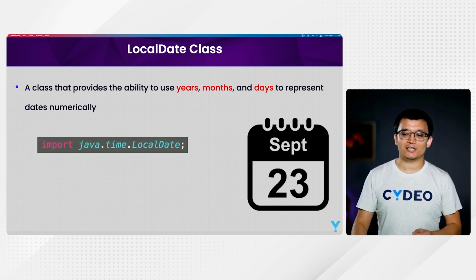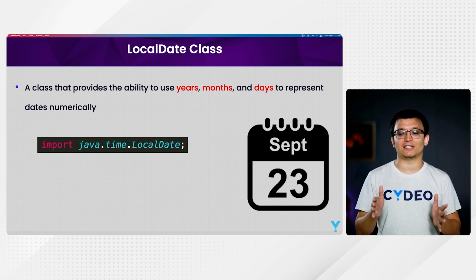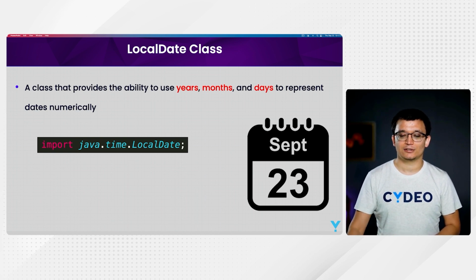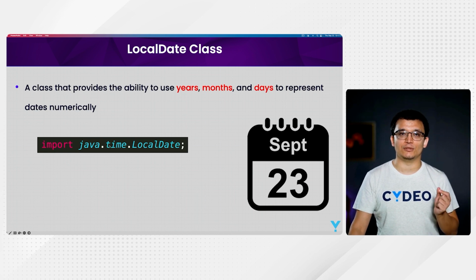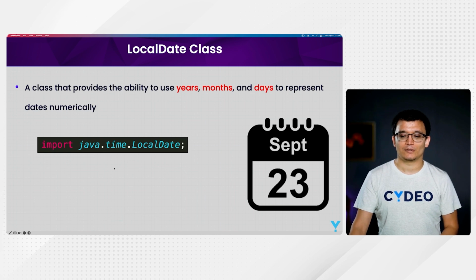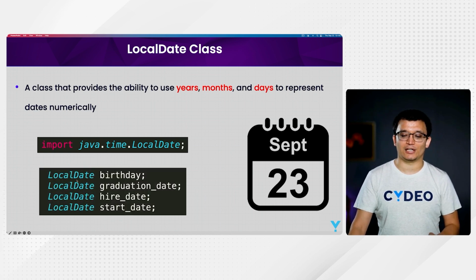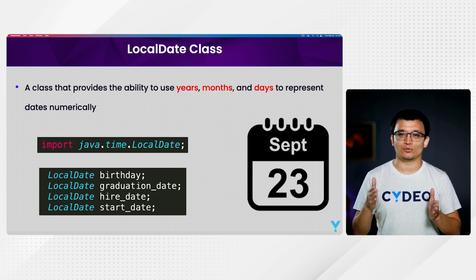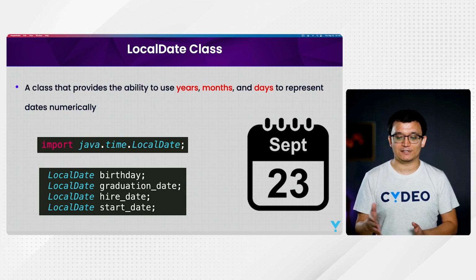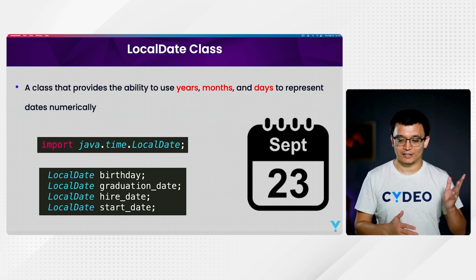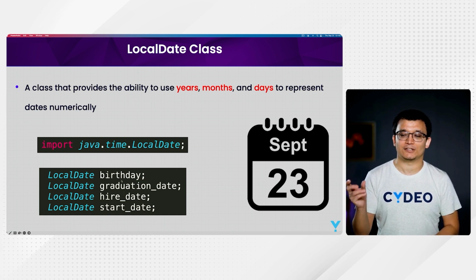This LocalDate class is presented in the time package, which is a sub package of java. So in order to use this class, first of all, you need to import it from java.time. Once you import it, then you will be able to create the LocalDate variables. For example, you can use LocalDate for variables such as birth date, graduation date, hire date, start date, because all those variables need to include a specific date. That includes the year, months, and day.